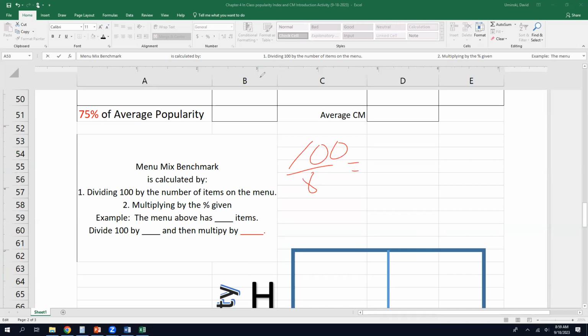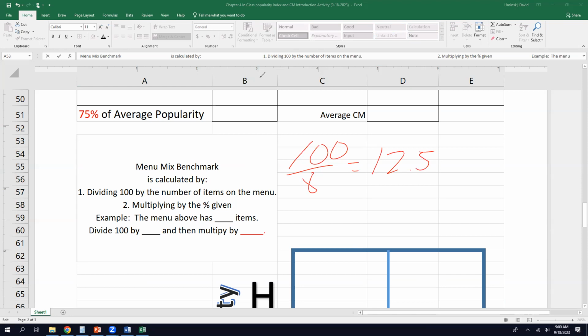Because there's 8 items on our menu. When I divide 100 by 8, what do I get? 12.5. So that tells me that all of these menu items, if they had 12.5%, that would be the average.